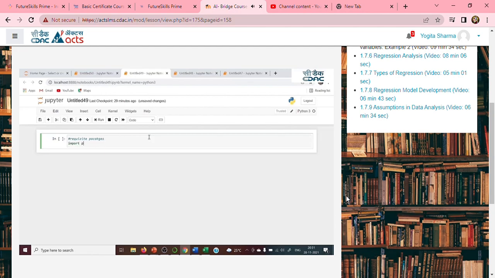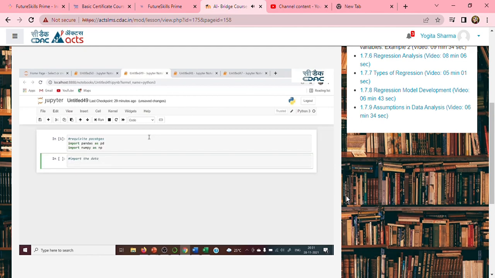As we have discussed in the last session, I require the pandas library to import the data, and I require NumPy to do some statistical operations. So I have imported both libraries: import pandas as pd, and import numpy as np. Now, I should import the dataset.